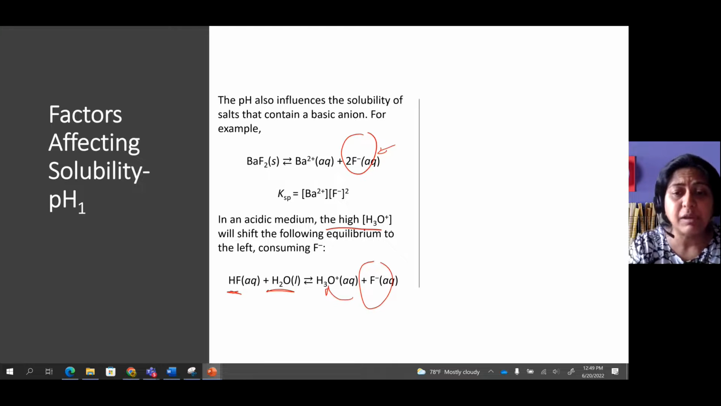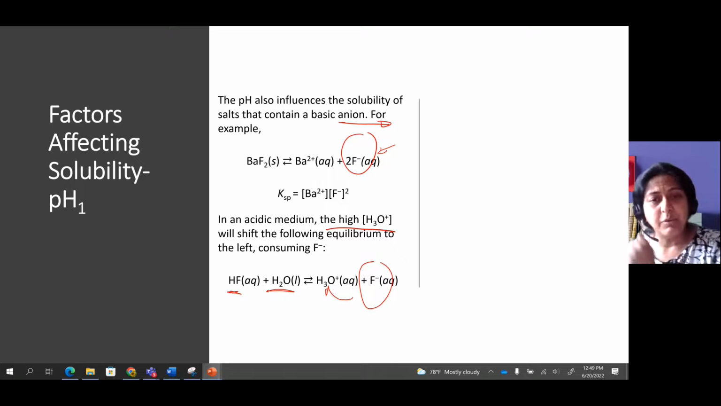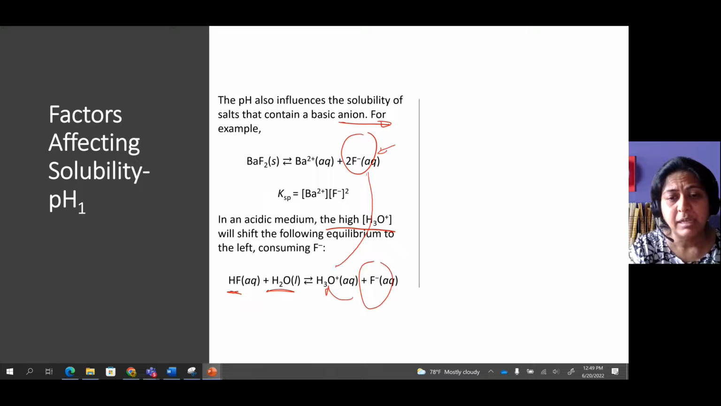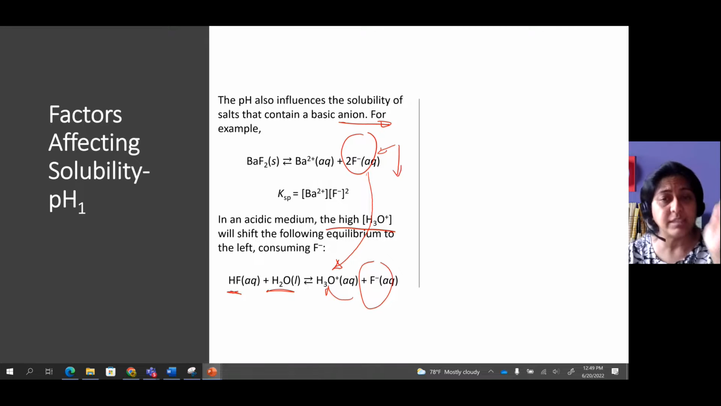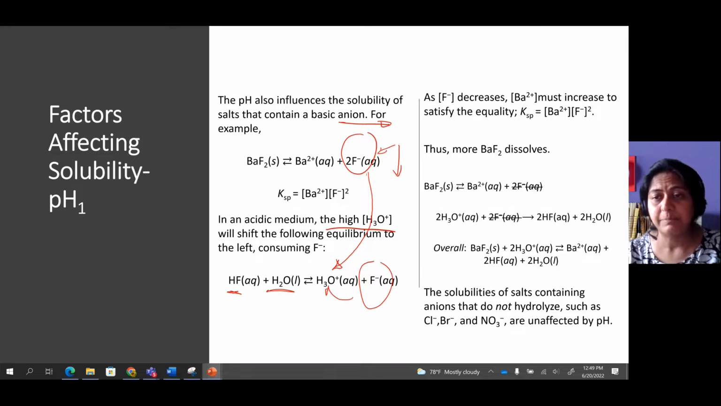So with a high hydronium ion concentration, the solubility of barium fluoride will increase, because these fluoride ions will be taken by H3O+, so the concentration of fluoride ions will decrease. Therefore, according to the Le Chatelier principle, the equilibrium will move forward, making more products, which increases the solubility of barium fluoride.